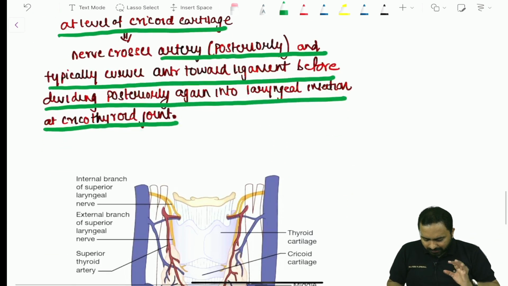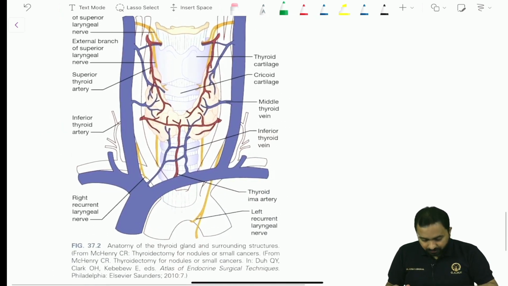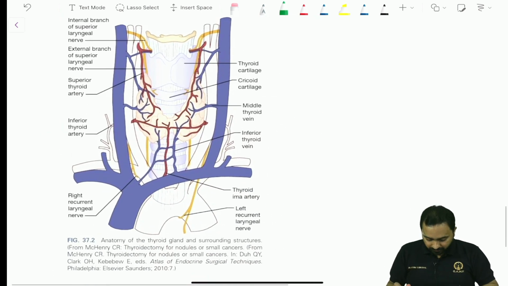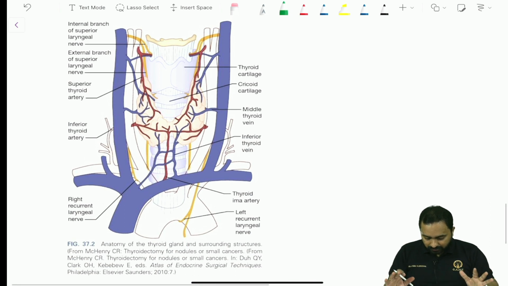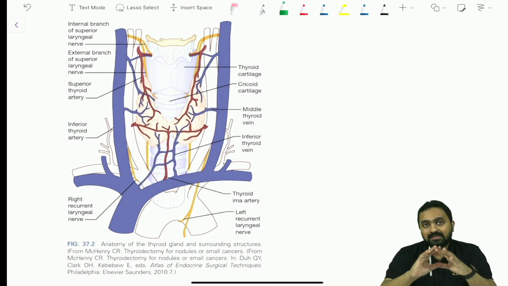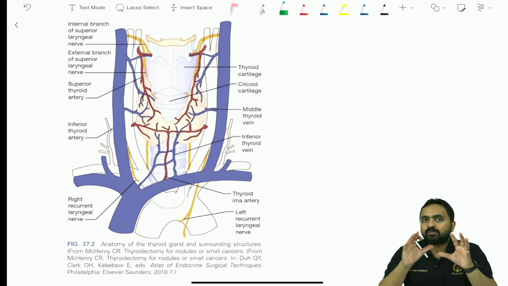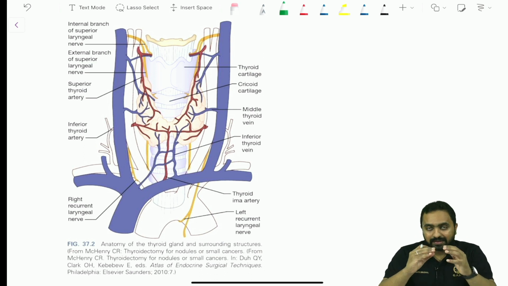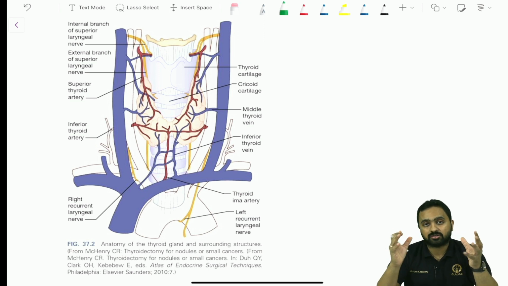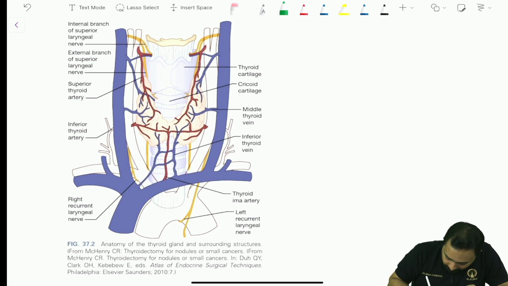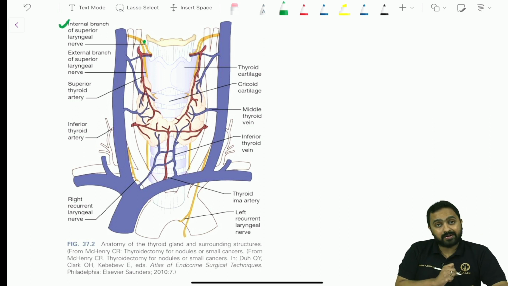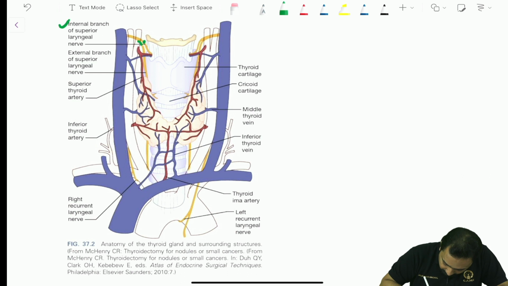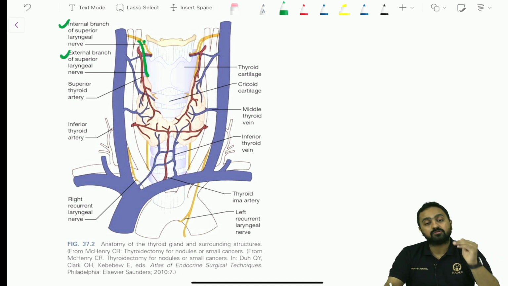Now I'll be showing you the diagram over here, which has been taken from the textbook of Sabiston, right, which is beautifully showing the anatomy of the thyroid and the surrounding structures. I would want you all to remember this diagram, as from this diagram they can actually just ask you to identify the particular structure, right? For example, this over here, if you see, is your internal branch of superior laryngeal nerve, whereas the one which is coming down over here to the superior pole is your external branch of your superior laryngeal nerve.